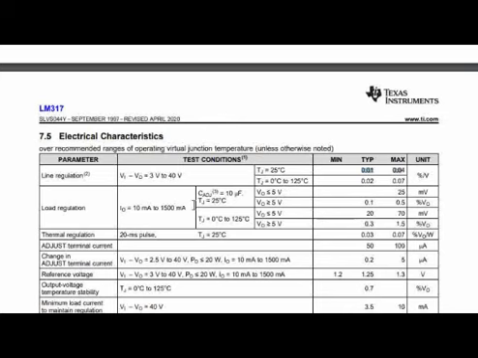So when you are selecting a regulator, verifying the line regulation is very important. If you have a very strict tolerance on the output voltage side and a high variation of input voltage, you need to consider this line regulation to see how it is varying.